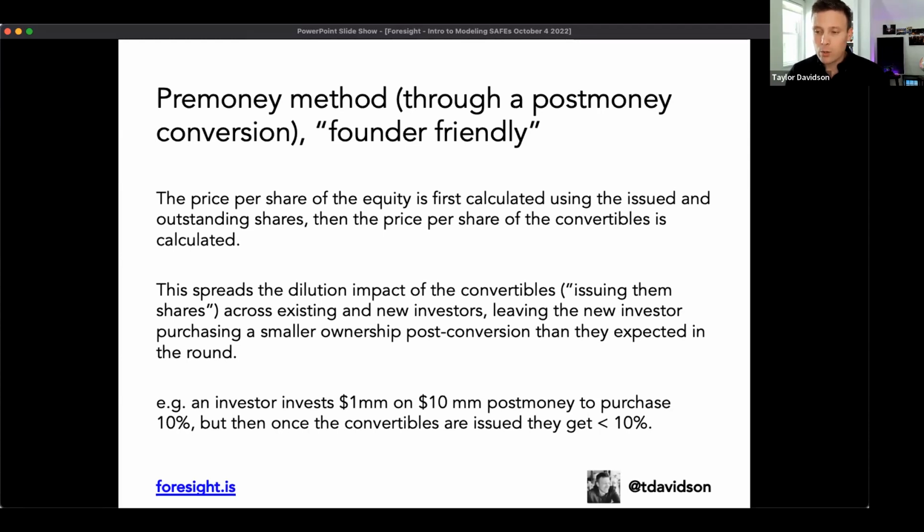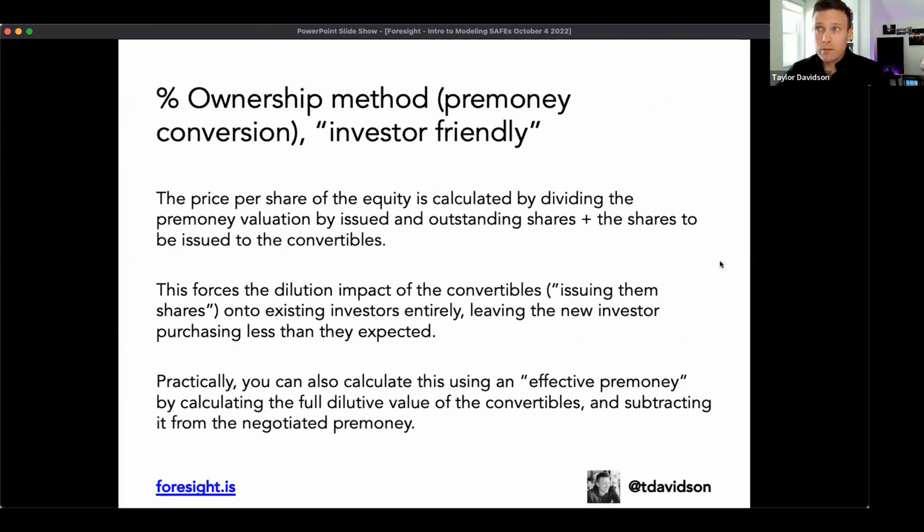We do not include the shares issued to the safe investors as part of calculating the share price. The effect is that it spreads the dilution of the convertibles across existing shareholders plus the new shareholders. What that means is the new investor buys in, and then they get effectively diluted right away. So when they think they buy a certain percent of the company, they don't actually get that after the dilutive effect of the convertibles.